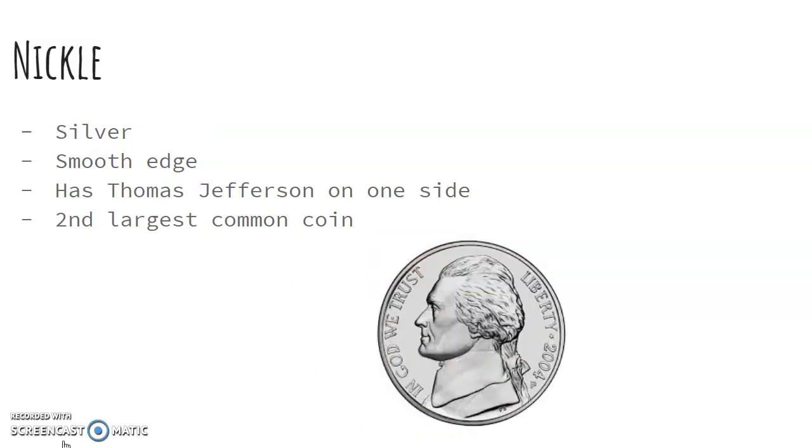This is a nickel. Now a nickel is silver, and it has smooth edges just like the penny. This one has Thomas Jefferson on one side of the coin, and it is the second largest common coin.